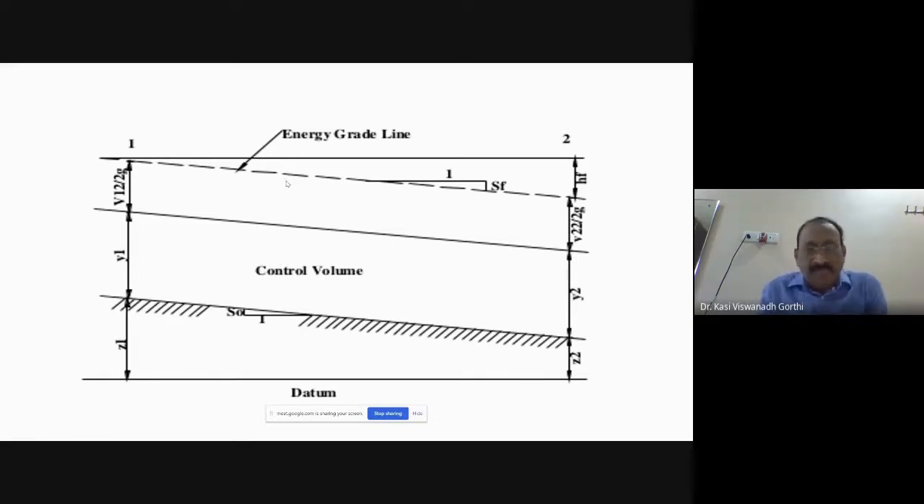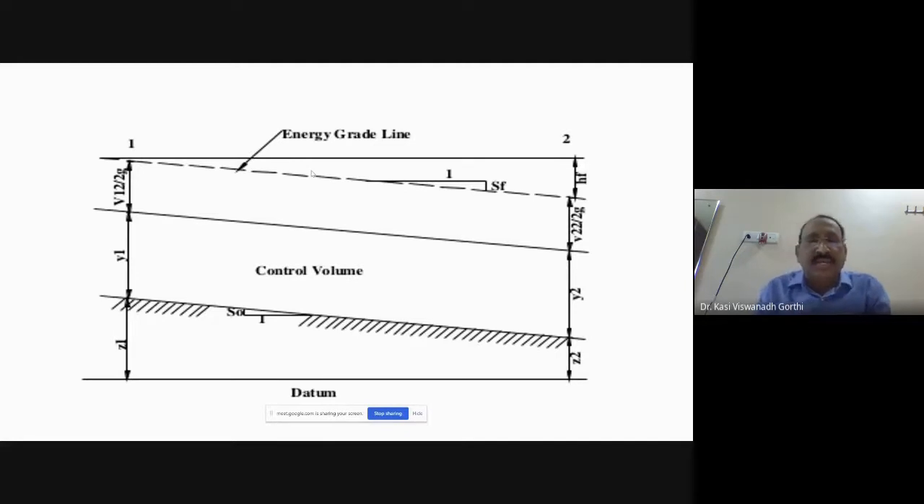Further, since you have a prismatic channel here, with respect to the datum, the longitudinal slope of the channel also is constant. So, in a uniform flow in open channels, the channel bed, the water surface, and the total energy line are all parallel to each other.